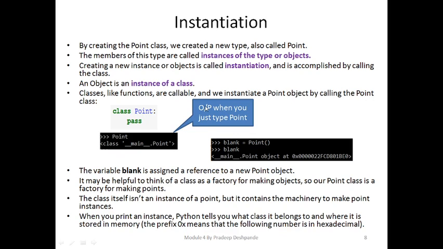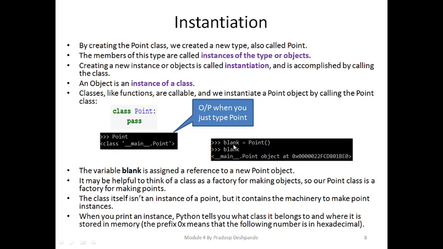Instantiation is nothing but creating instances of the class, or creating an object of the class. You can see the example here, with class Point as in the previous case. When you try to display this class, it will display the details of the class: the class is under __main__.Point. Here we are creating the object of the class.